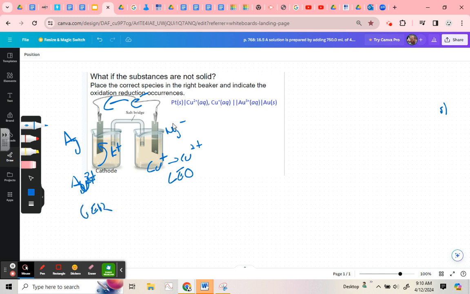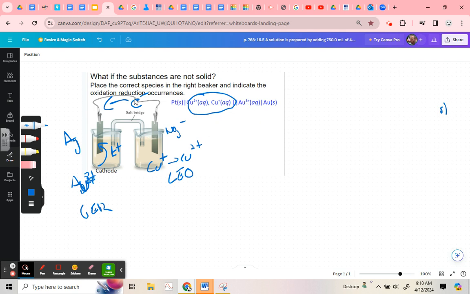Okay, so what we're going to do is we have a platinum, then a phase change, a line notation, and then we have just whatever's in the beaker. Now they're showing Cu2 plus to Cu plus. It doesn't matter how you write it. All you have to know is that this guy's getting oxidized because he's against gold, and gold has a higher reduction potential.